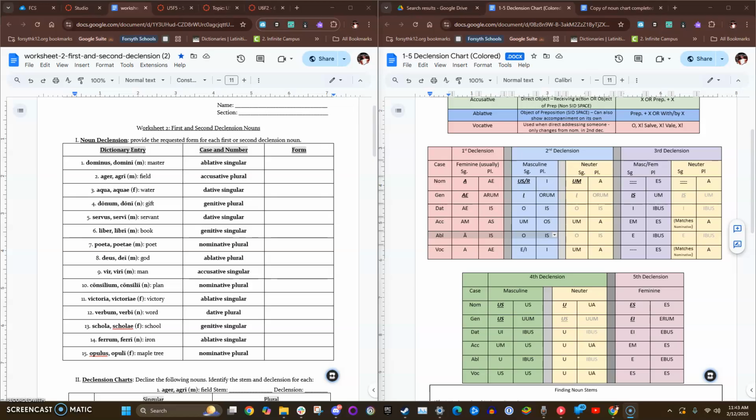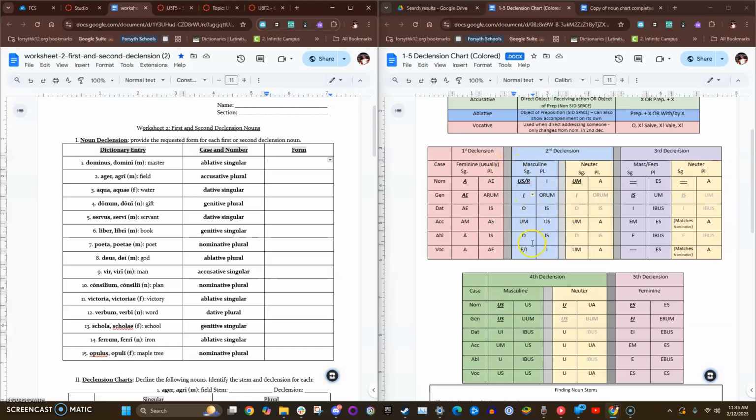So step one is figure out what declension it belongs to. You look at the second principal part of the noun, domini. We have dominus, domini. Domini is your second principal part, dominus is your first. See, domini ends with an I. We're going to compare that I with the chart over here. First declension genitive singular is AE, so it's not first declension. Second declension genitive singular, though, is I. So that tells us this belongs to the second declension.